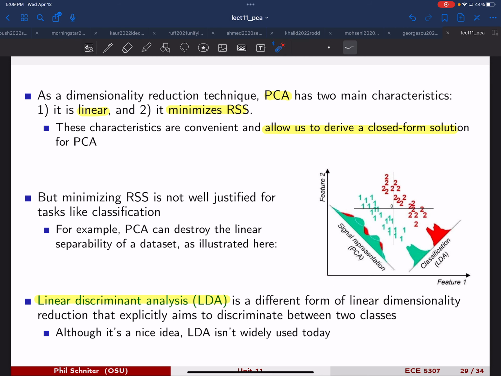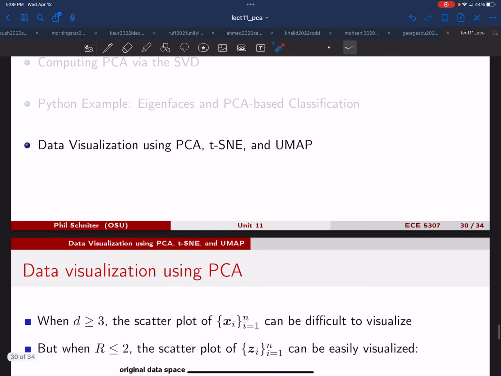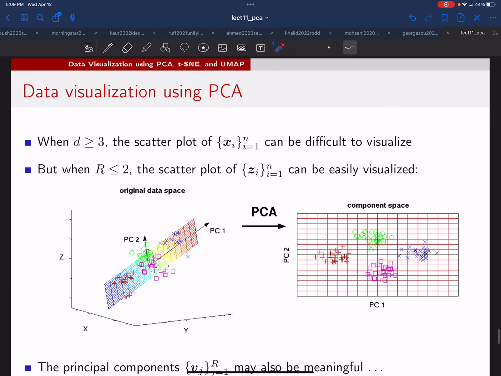Okay. So the very last thing I want to talk about is data visualization. One of the main uses of PCA is just to reduce a complicated high-dimensional data set down to 2 dimensions so that you can visualize it. So here's one case where we have 3 dimensions. It's kind of hard to see. You could maybe rotate this around and get different views of it.